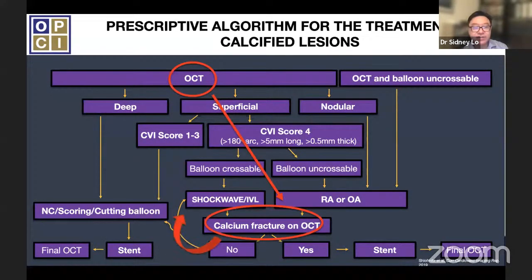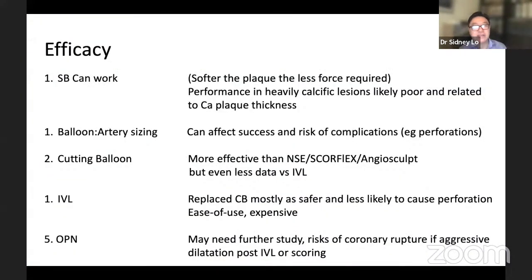And I think that the imaging will go all the way around. In the end, to summarize, scoring balloons can work if you see it work. Cutting balloons seem to be better than the other scoring balloons, but the data is very scant. And I think we've largely replaced scoring balloons with IVL. OPN balloons, I think, have promise, although if you oversize it, it may have a high risk of coronary rupture. So I will stop there. Thank you. Let's have a discussion.